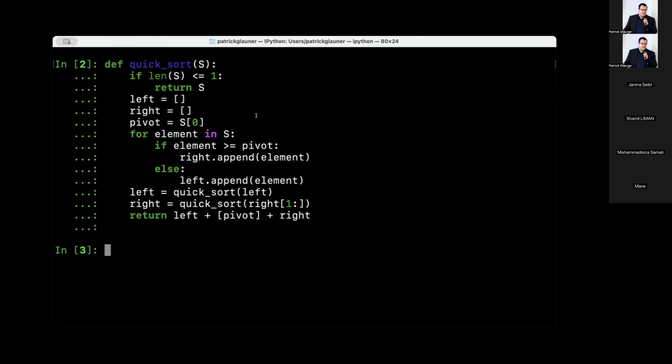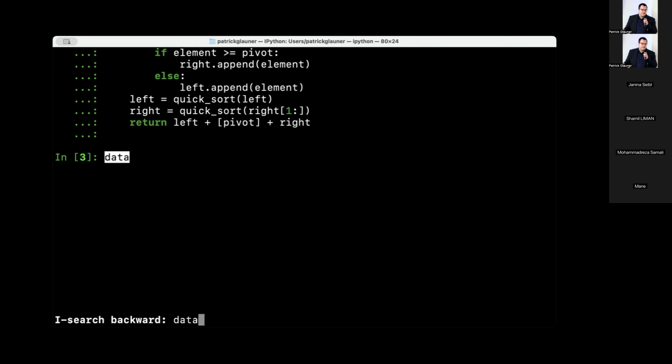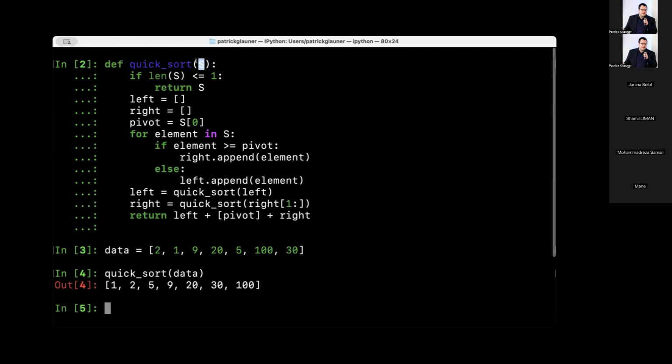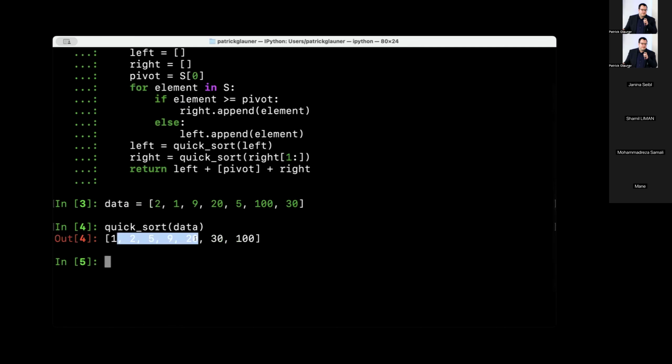So let's run it. We have our data. And then let's call quicksort on the data. And it returns something. So it doesn't manipulate the parameter, but returns something. And what it has returned is also sorted.